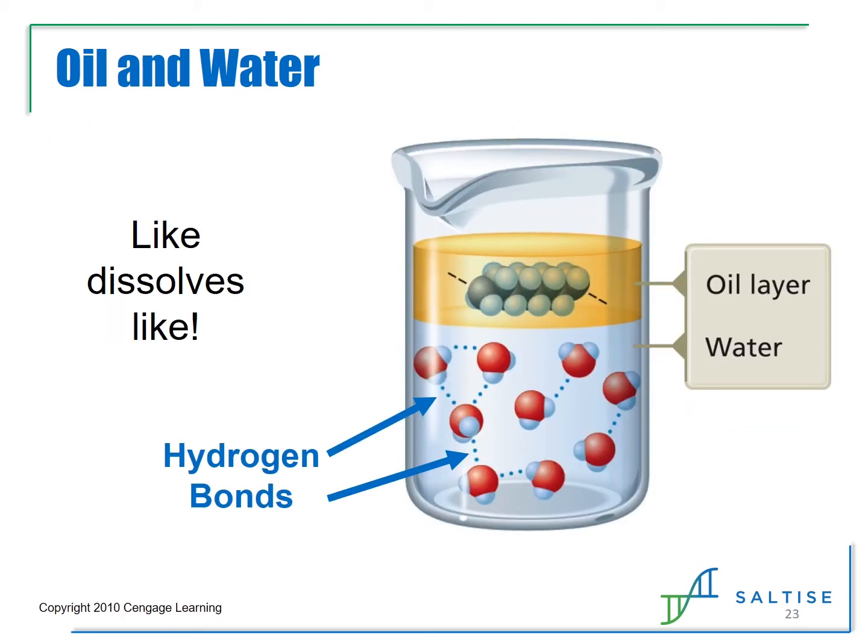There's a saying that goes, like dissolves like. What that means is polar substances will dissolve in other polar substances, and nonpolar substances will dissolve in other nonpolar substances. But since oil is nonpolar and water is polar, the two are not alike, and so they will not mix. Oil is generally less dense or lighter than water, which is why it is often found floating above the water layer.